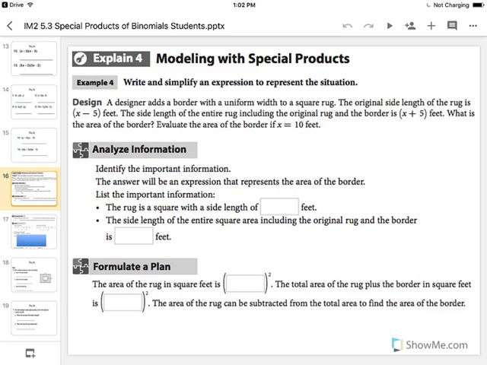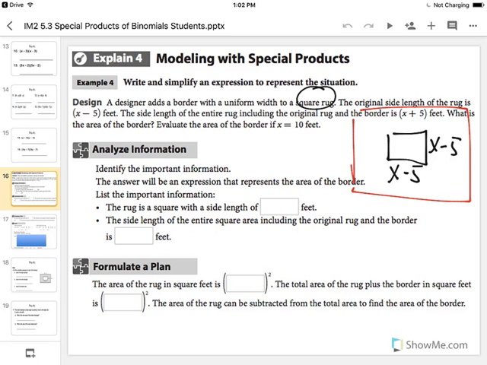Okay, so let's do this. Let's draw the rug. Since the rug is a square, that means the length is x minus 5, and the width is also x minus 5. And then we have the rug including the border, which is giving us x plus 5.